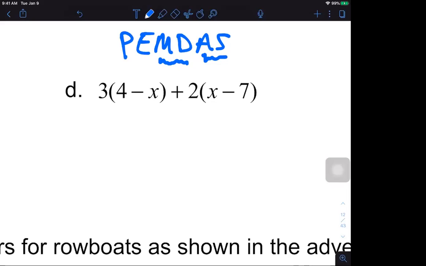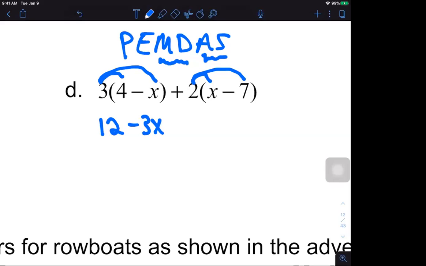All right, first step, we're going to go ahead and distribute through. The 3 goes to the 4 minus x, and then the 2 will be distributed to the x minus 7. I can have a volunteer to help me answer what this is going to look like. What would 3 times 4 give us? 12. 12, good. And then if you want to keep going, 3 times negative x. Negative 3x. Awesome.